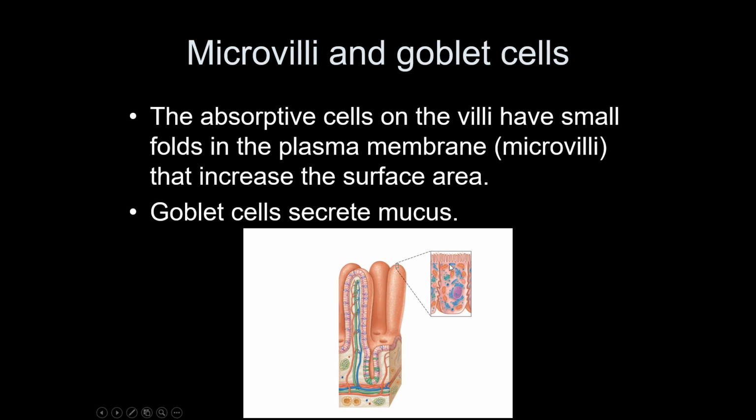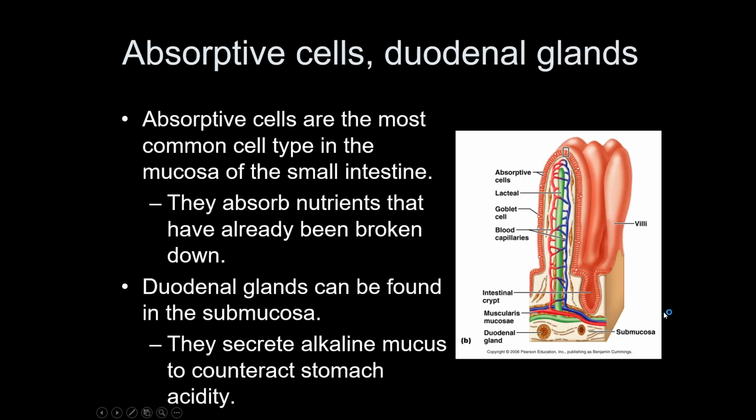In between the cells that have the microvilli, we are also going to have goblet cells so that we can secrete mucus. The absorptive cells are the cells that have the microvilli. They're all these pink cells, and they do exactly what the name says. They're principally there to help you absorb your nutrients. Down in the submucosa, you have duodenal glands. Those are going to secrete even more mucus.